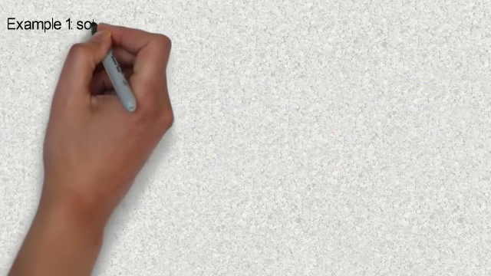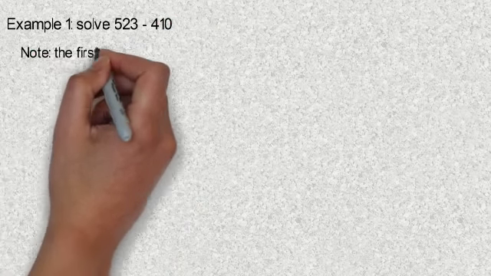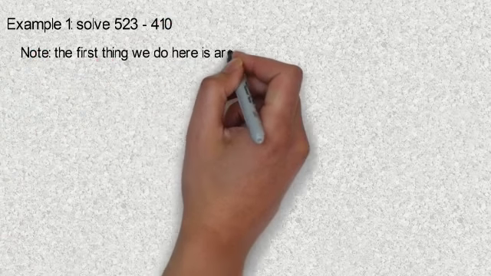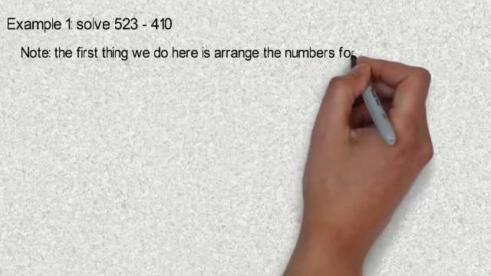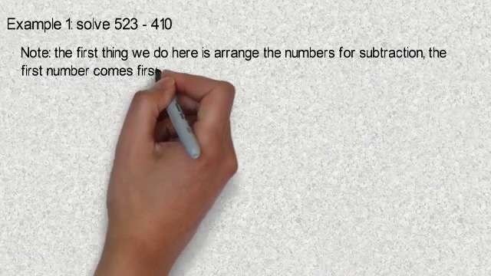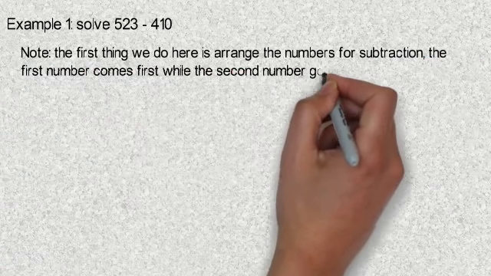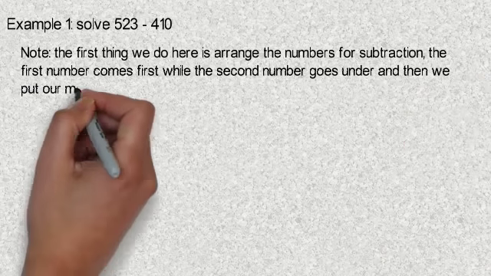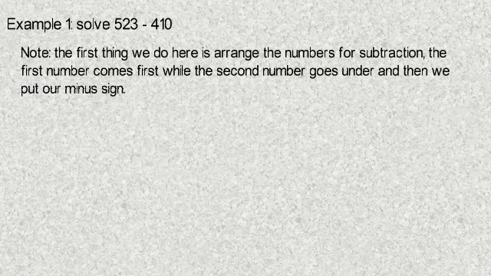So, example 1. Solve 523 minus 410. How do we do this? The first thing we do here is arrange our numbers for subtraction. The first number comes first, while the second number goes under. Here we have to be mindful of our arrangement. We can't arrange the lesser number down because it gets complicated for us at this level. So our second number goes under, then we put our minus sign to indicate we are doing subtraction.